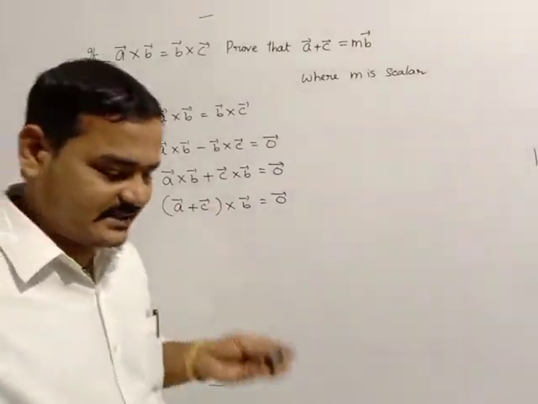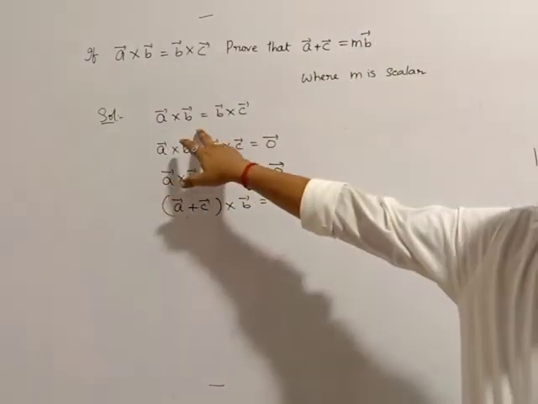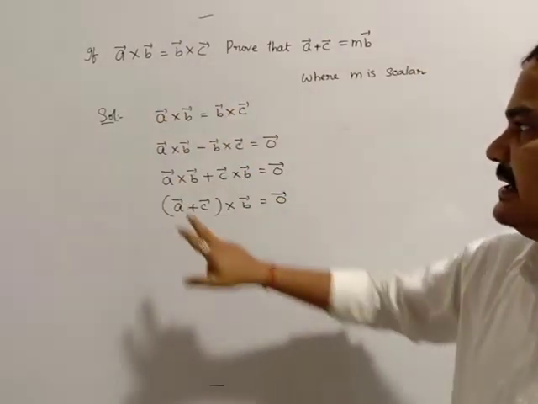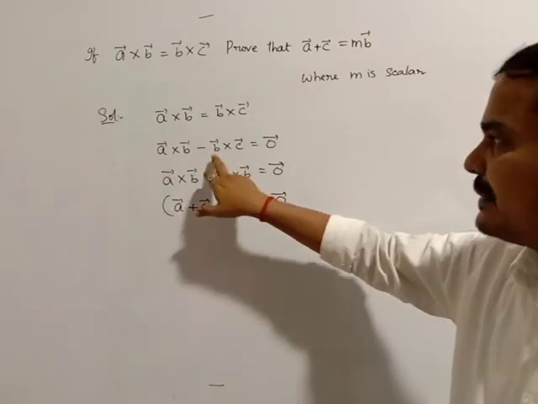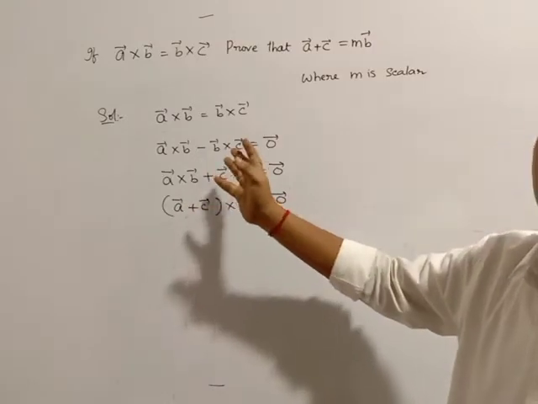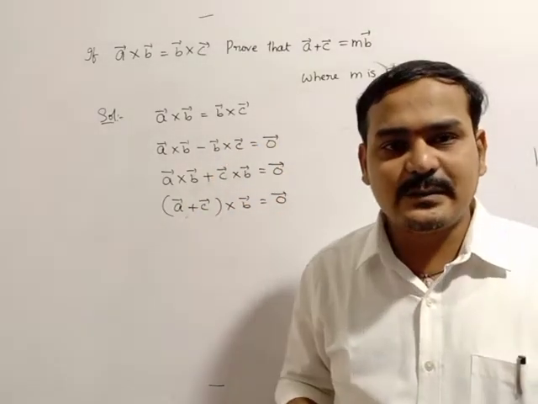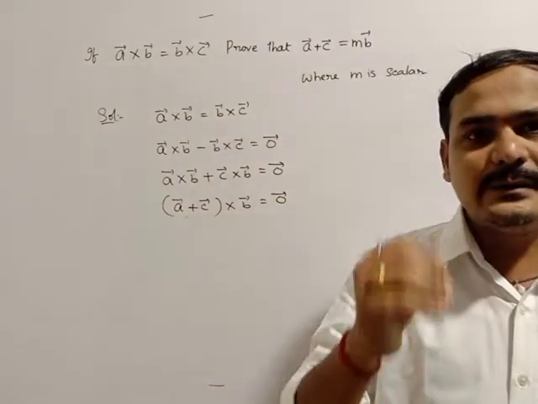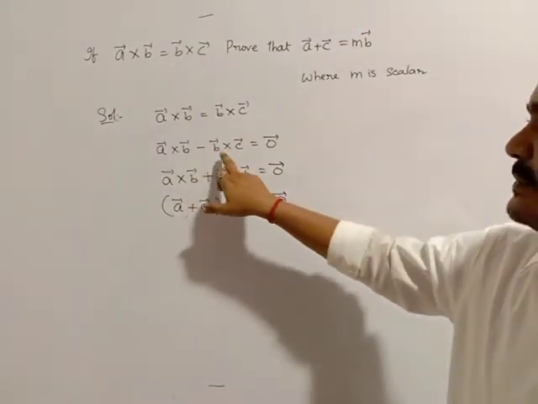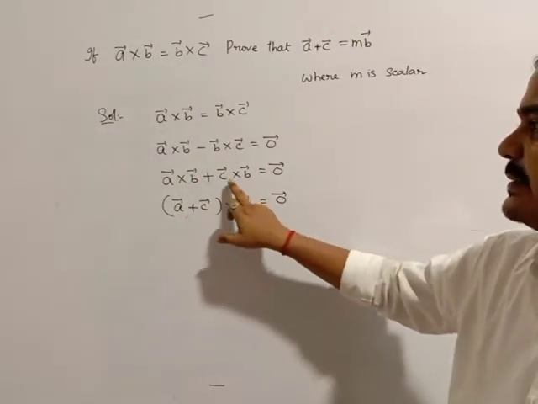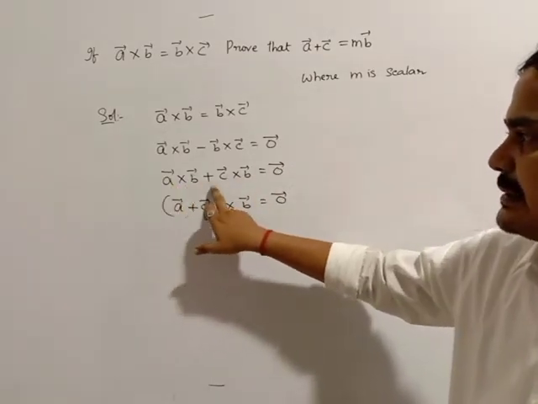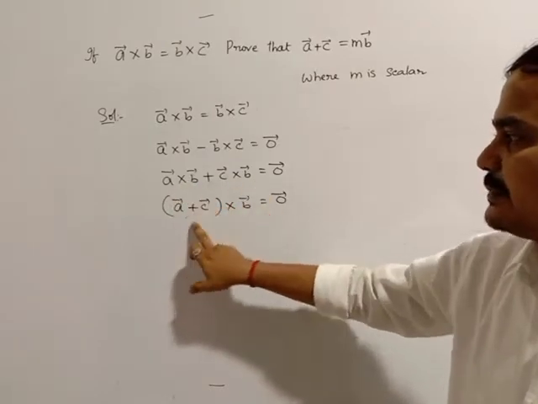Again I repeat, what is given? A bar cross B bar is equal to B bar cross C bar. First I take B bar cross C bar to the other side: A bar cross B bar minus B bar cross C bar is equal to 0 bar. Now I am interchanging these two vectors. If two vectors are interchanged, the direction will be changed. So B bar cross C bar interchanged becomes C bar cross B bar, and the sign changes. So minus B bar cross C bar can be converted into plus C bar cross B bar. Using the distribution property, A bar cross B bar plus C bar cross B bar is equal to A bar plus C bar cross B bar.